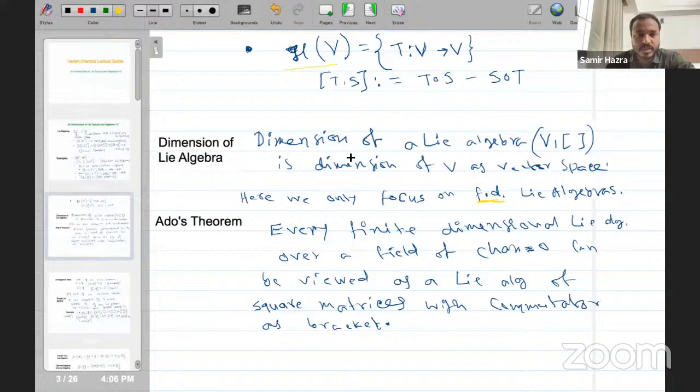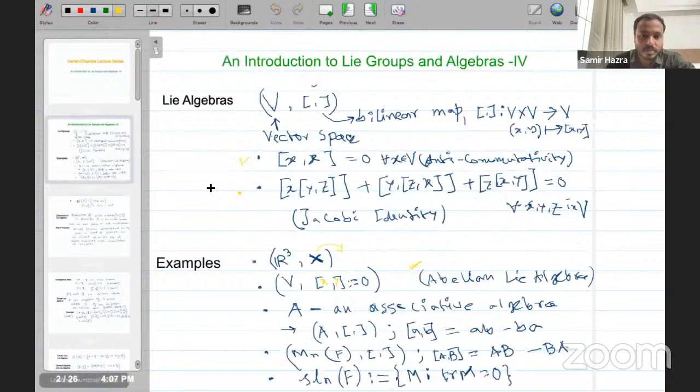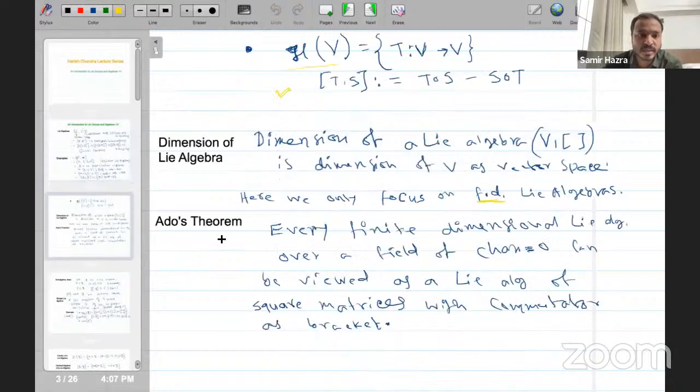Well, one interesting question one can throw in here: some interesting matrix Lie algebras we have seen, such as M_n(F) and SL. So one can ask whether all Lie algebras can be viewed as Lie algebras of matrices. That is answered by this.